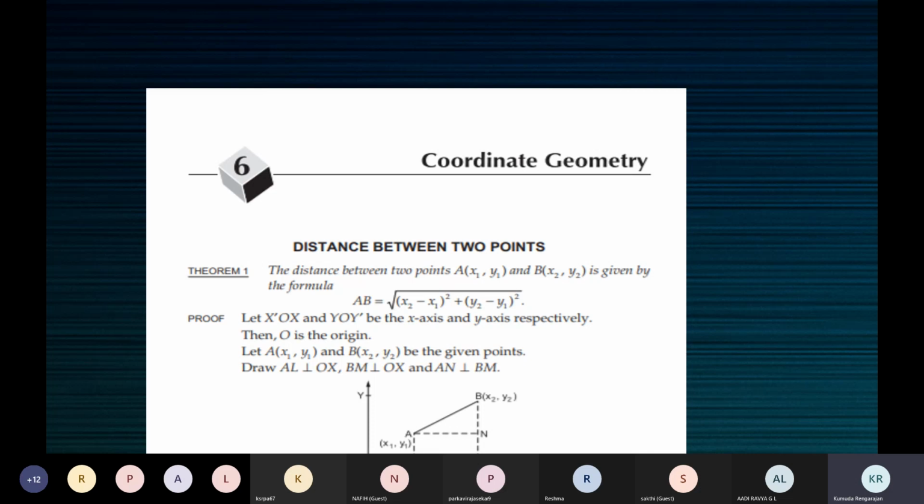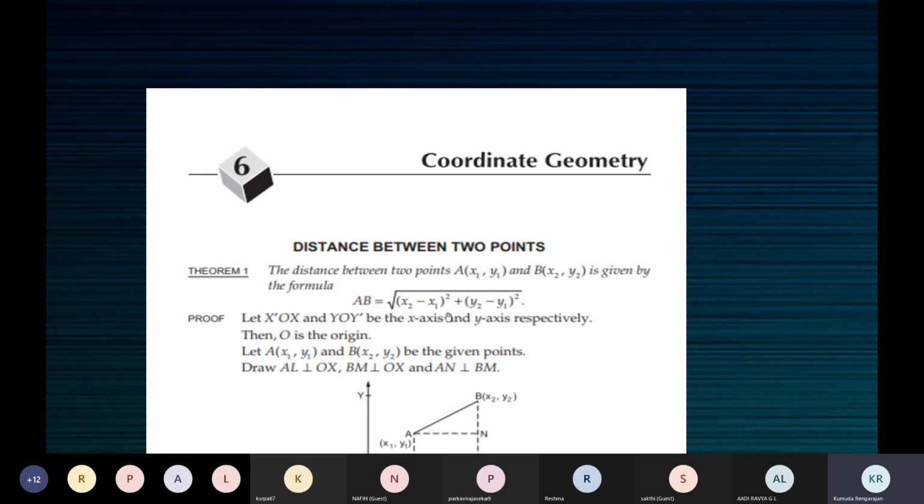See here children, 10 minus 7 is not the same as 7 minus 10. So that means A minus B is not the same as B minus A. They're different. But A minus B the whole square is the same as B minus A the whole square. So x2 minus x1 the whole square is the same as x1 minus x2 the whole square. y2 minus y1 the whole square is the same as y1 minus y2 the whole square. You're finding the difference and squaring it.